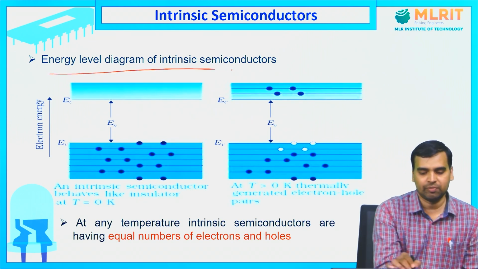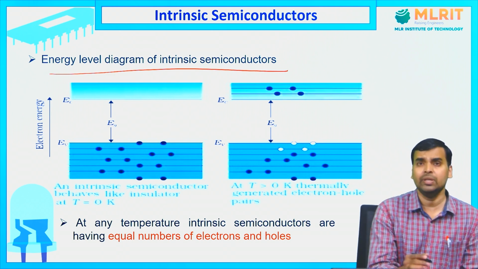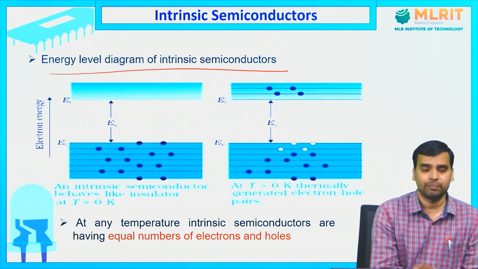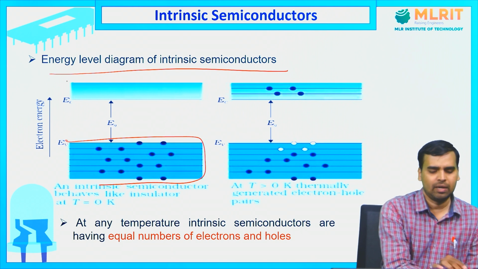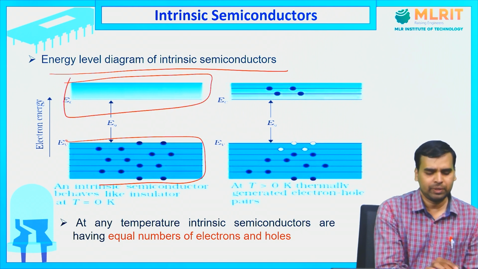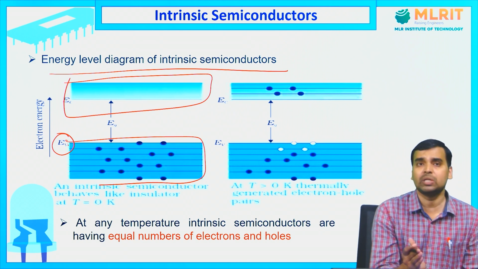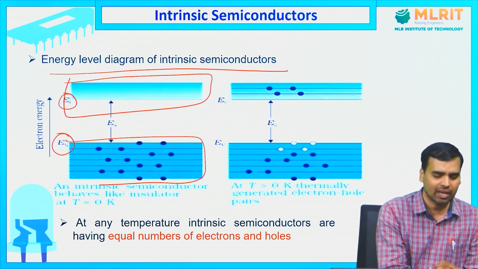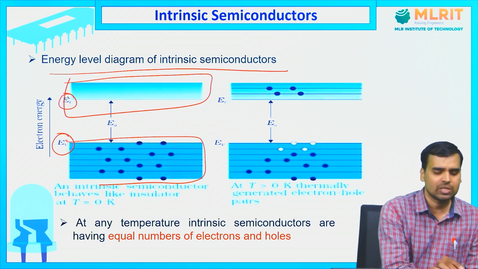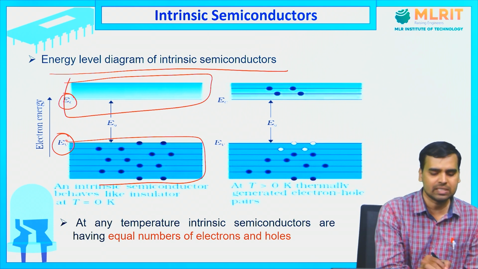Energy level diagram of intrinsic semiconductors. Here you can see valency band, and this is conduction band. Here you can see EV. EV is nothing but the higher energy level of valency band. A band is nothing but a close collection of energy levels. EV is the higher energy level of valency band. EC is the lower energy level of conduction band. Now, EG is nothing but the forbidden band gap.